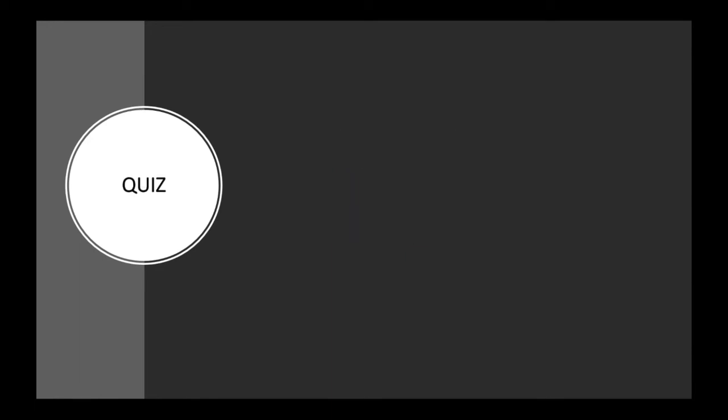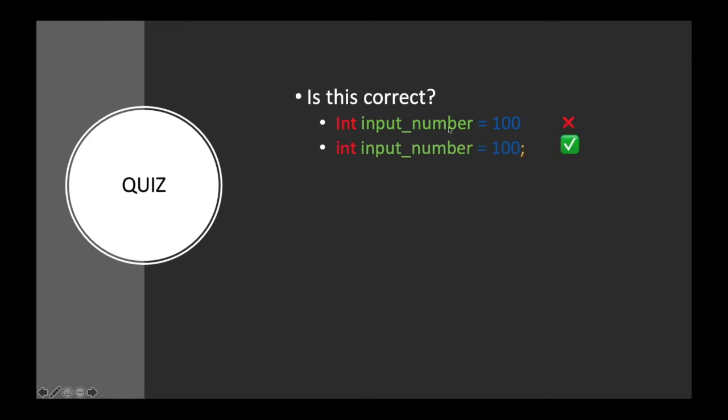Now, let's take a quick quiz. Is this declaration correct? Pause your video here and take a moment to think about the answer. All right, so this is not correct, right? Because you see, declaration here starts with uppercase I. So this is incorrect. You have to have a lowercase i. And there is also a semicolon missing, which means this is an incorrect statement.